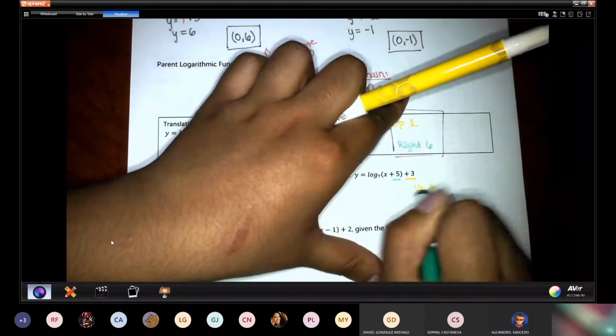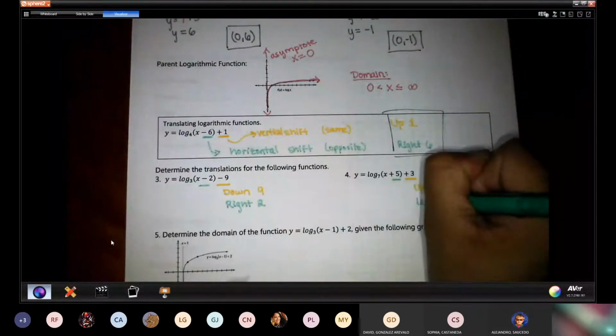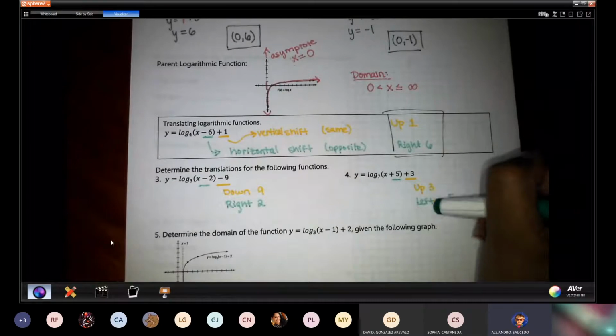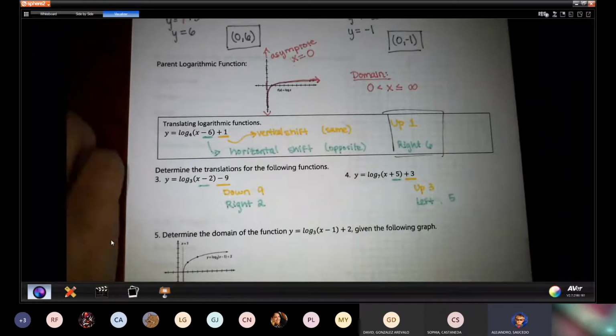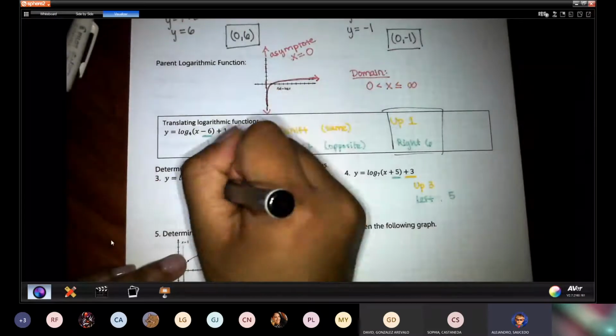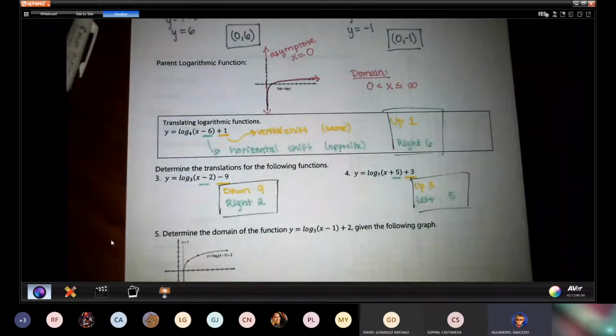Up 3, left 5. And why is it left instead of right? Because it's a plus and it's inside the parentheses. Yes, it's a plus, and it is inside the parentheses. Because if you put -5, then it'd be x equals -5.